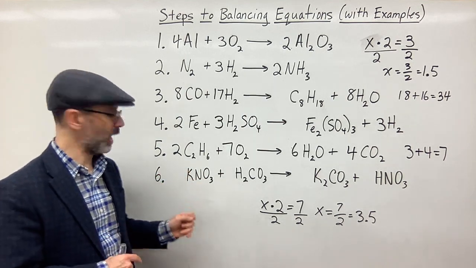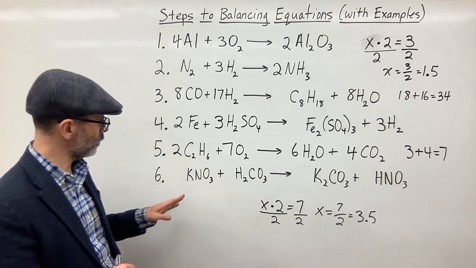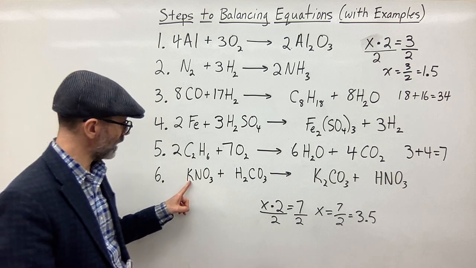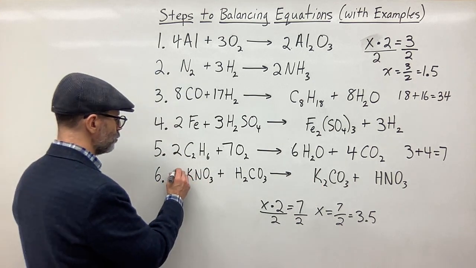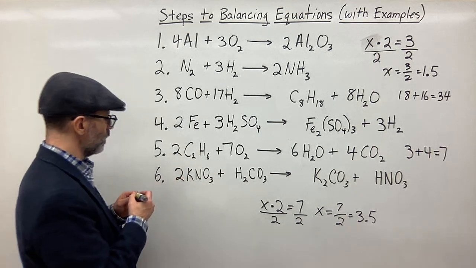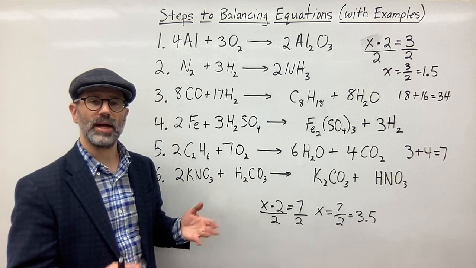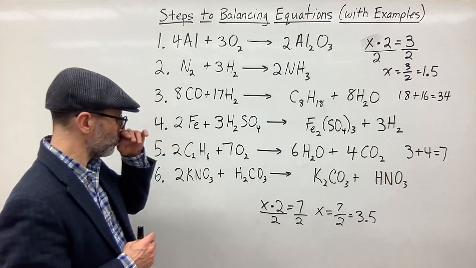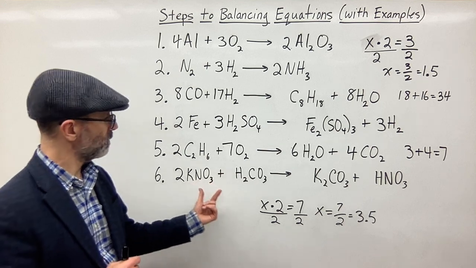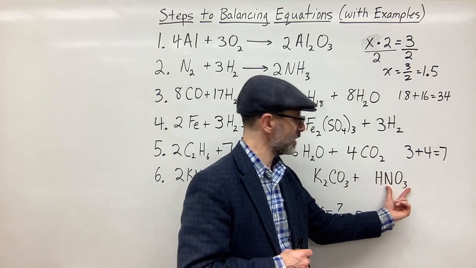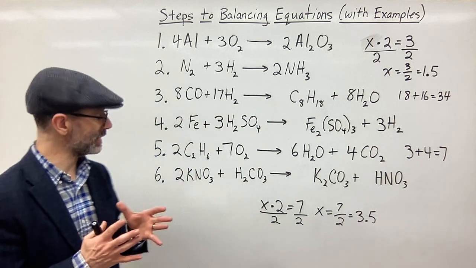So metals before nonmetals. I have potassium, which is a metal, so I'm going to balance that first. I have 1 potassium here. I have 2 potassiums there. So I'm going to need to put a 2 coefficient here. So now the potassiums are balanced. So now all my metals are balanced. I'm going to balance the nonmetals. But what you notice here is I have NO3, which is nitrate here, and I have NO3 as a nitrate there. I can balance that as one whole because it stays together.